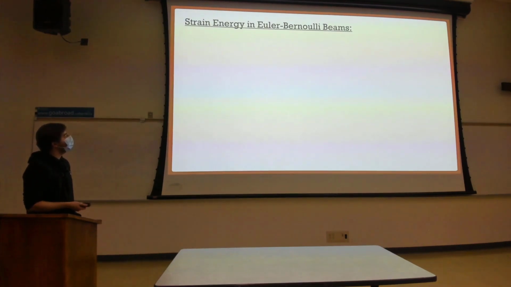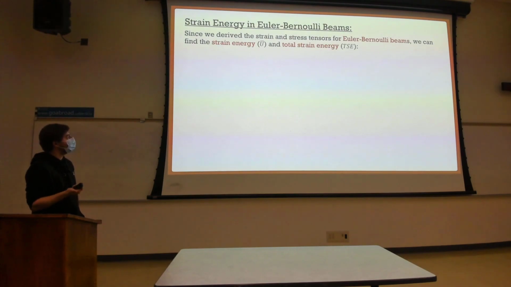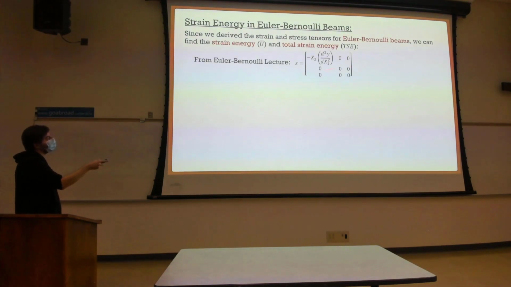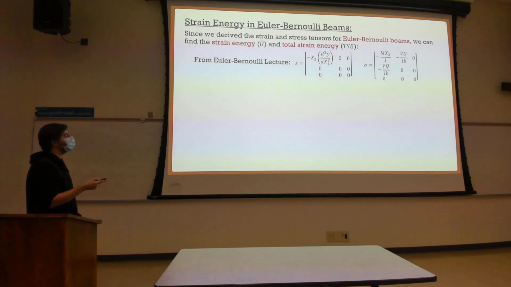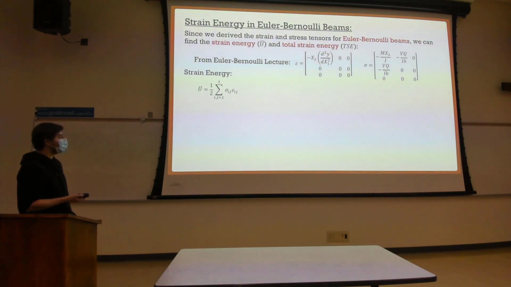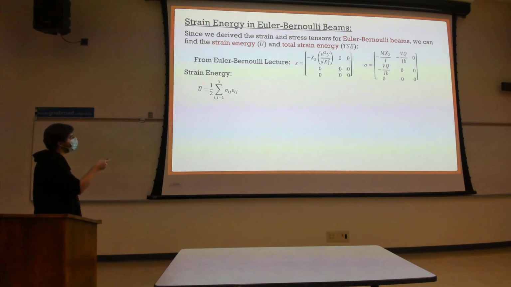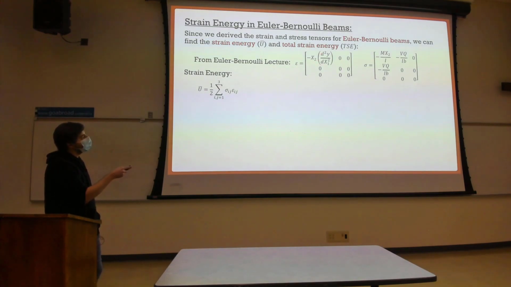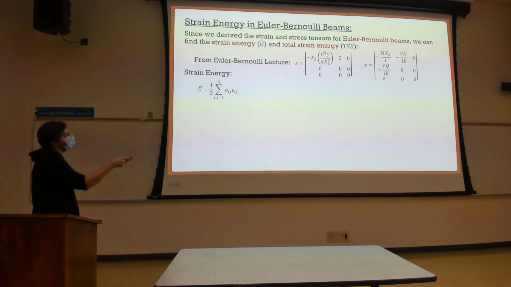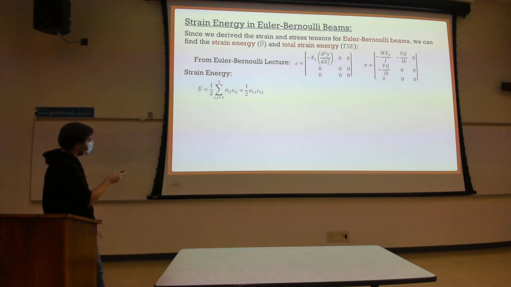What about Euler-Bernoulli beams? Well, it's actually going to be basically an identical process. We know what epsilon is. We know what sigma is. Therefore, we can find our strain energy. Now, our strain energy is, again, the summation of all the components. So we're going to have this component multiplied by this component. But where it gets nice is even though we have this component, it's multiplied by 0. So even for Euler-Bernoulli beams, it's just going to be those two components. It's going to be 1/2 sigma 1,1 times epsilon 1,1 because these are the only two non-zero components.